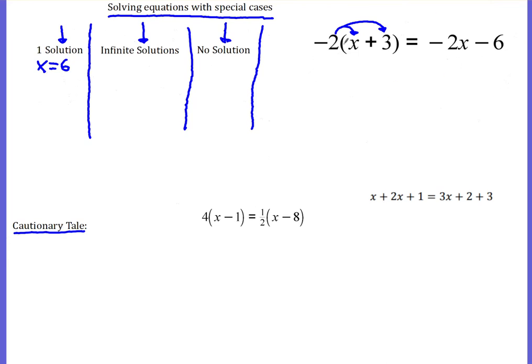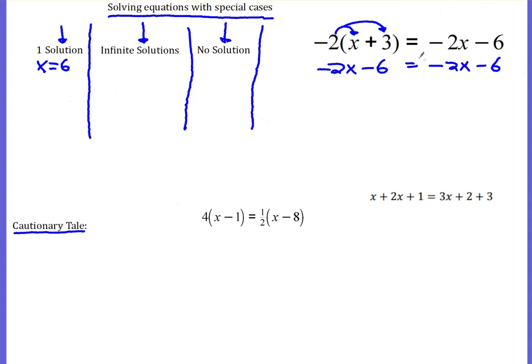I'm actually going to solve it twice because there are two different things that you might come up with that would get you to those infinite solutions. So we'll start by distributing. I got negative 2 times x and negative 2 times 3, so that gives us negative 2x minus 6. On the right-hand side, nothing really happened. I just got negative 2x minus 6. So now we go through and solve.